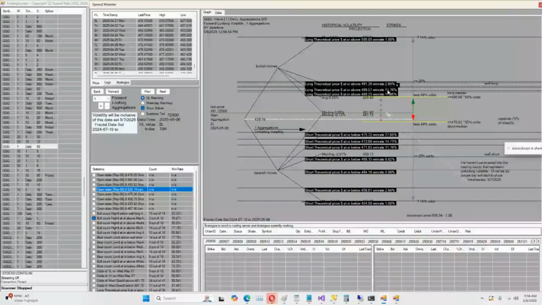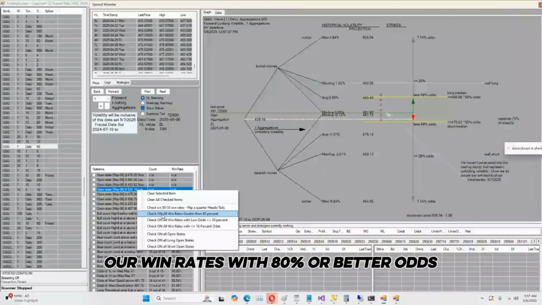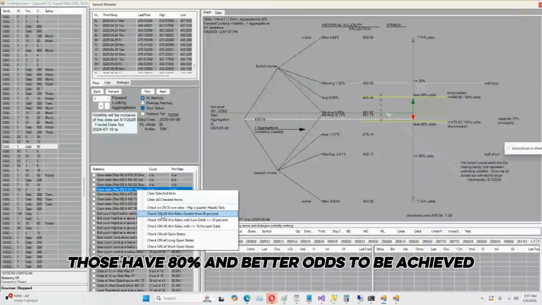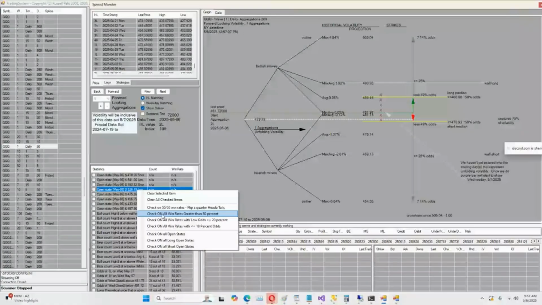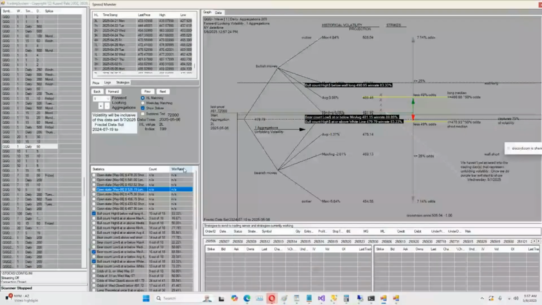And then we can do our win rates with 80% or better odds. So tomorrow those have 80% and better odds to be achieved, because we're not near 4, but right now it's just showing that.